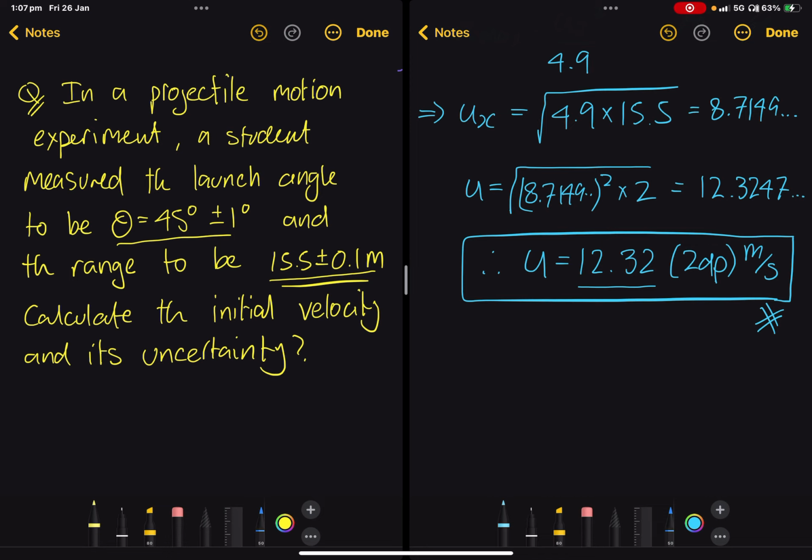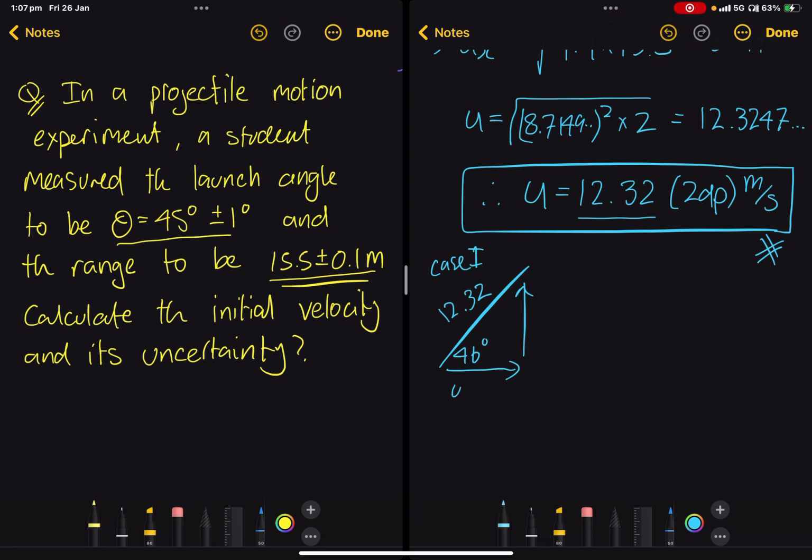So let's imagine we have the 46 degree launch angle. So this is 46, this is case 1. We have 12.32 as our vector here. We have a u of x, we have a u of y. So we can use sine and cosine to find the u of x and the u of y. Now I'm just going to do these quickly.